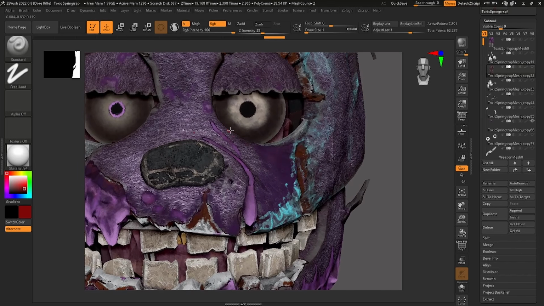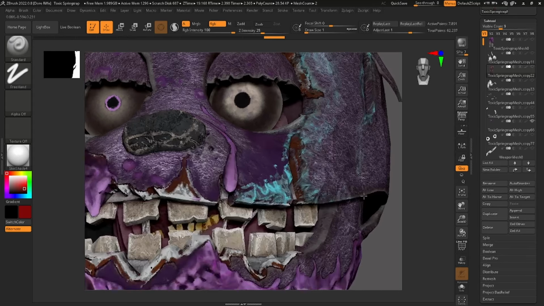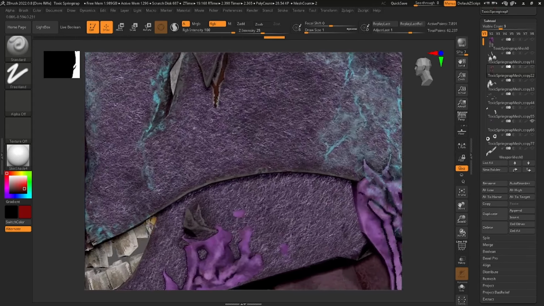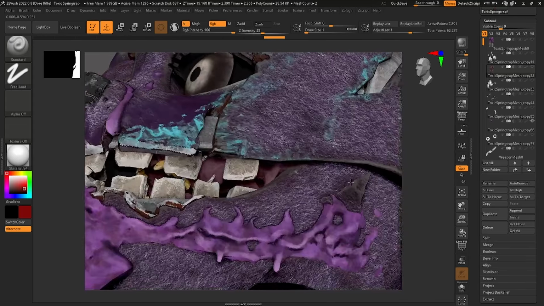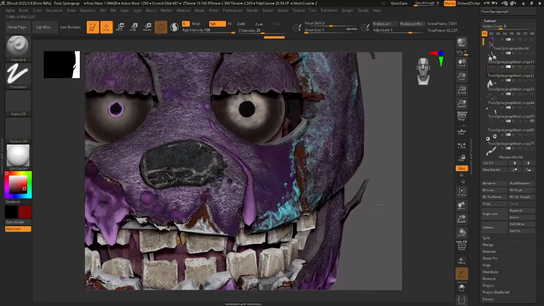Let's see. That's a glowing purple eye. I cannot for the life of me figure out why that snapped.